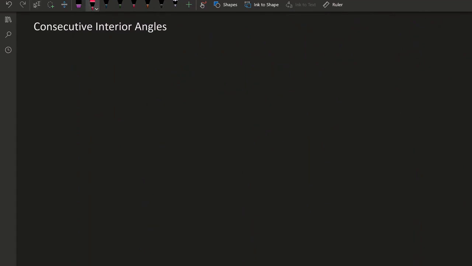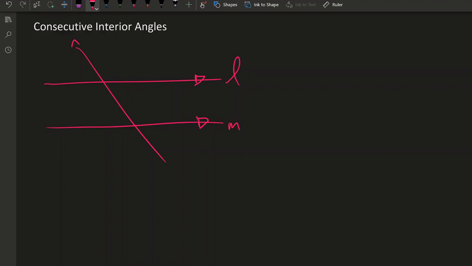Okay, consecutive interior angles. So, same picture, L, M, N, starting off with these being parallel. Consecutive interior means that they're on the inside, but they are on the same side of the transversal. So that would look like that. So I would start off saying, step 1, L is parallel to M, and that is given.